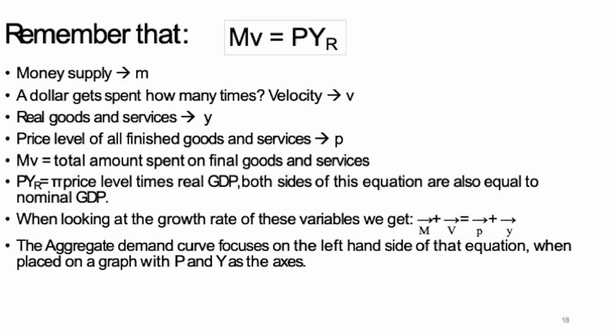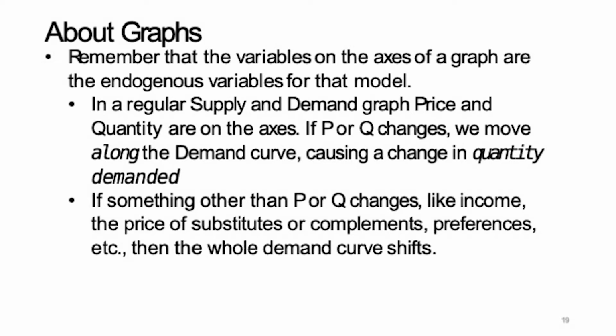Nomenclature. And the aggregate demand curve focuses on the left-hand side of that equation when placed on a graph with P and Y as the axes, or pi and percentage change in real GDP growth. And it's good to remember that the variables on the axes are the endogenous variables for that model. And we talked about how that's similar to the supply and demand graph.